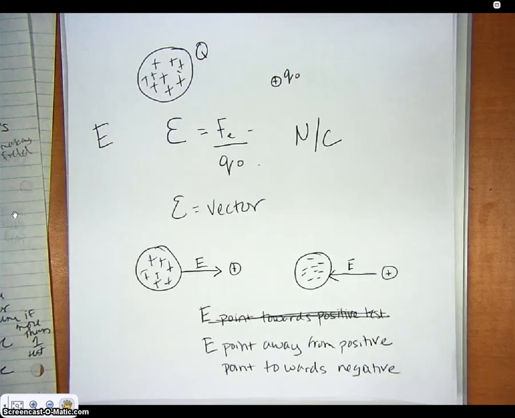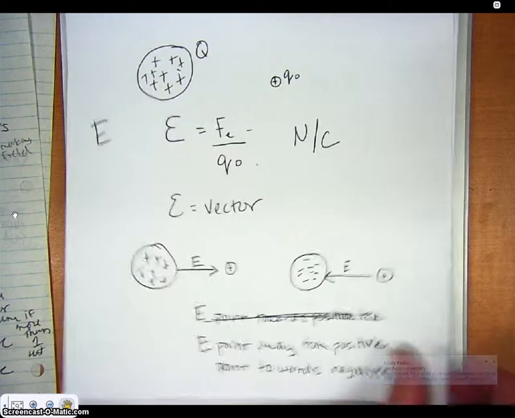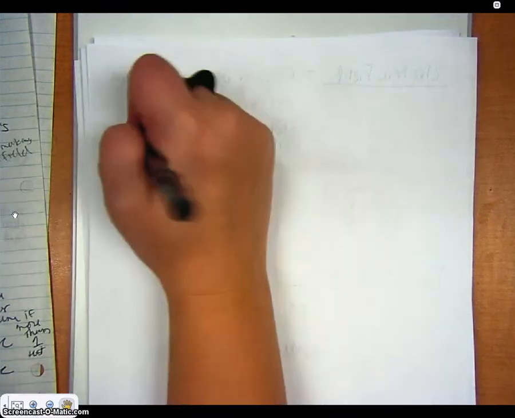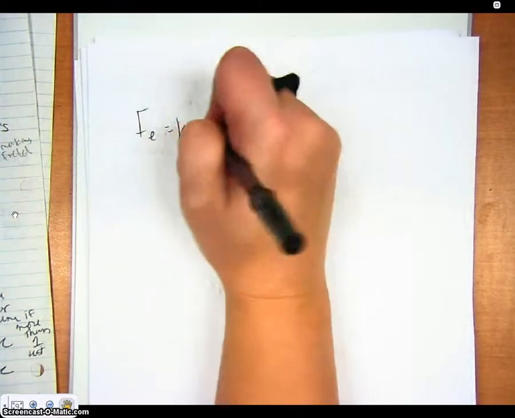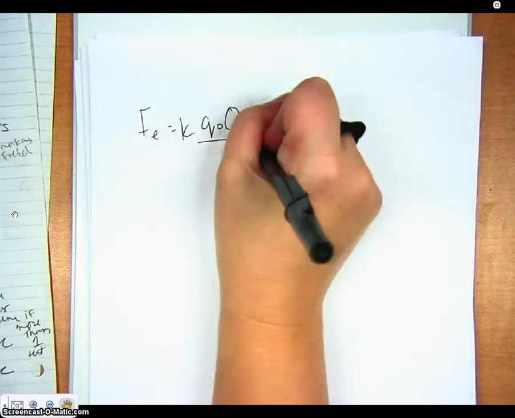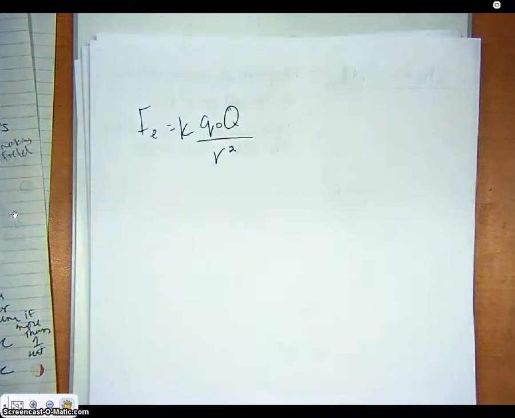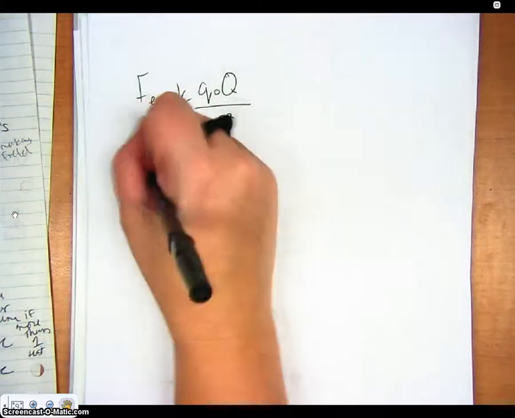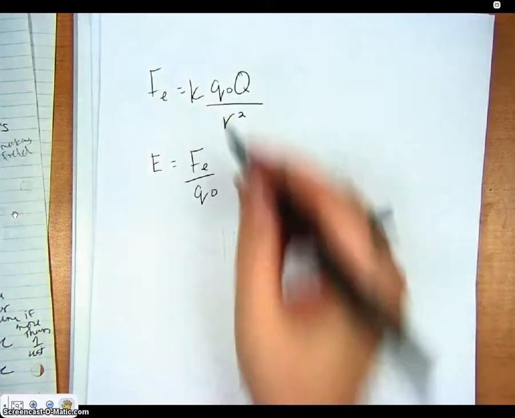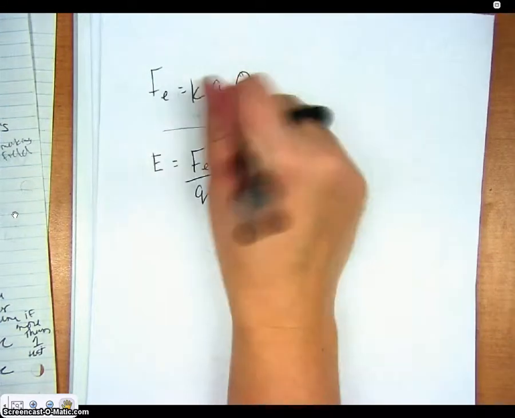Okay. So there's another way that we can also calculate electric field, and we can relate it to electric force. Remember that the equation for electric force is F equals K times Q, in this case the test charge times the big charge, all over R squared. Okay? And remember that we just also defined electric field as being force electric divided by Q sub naught, right? So I could divide this whole thing by Q sub naught, and it would cancel, right?